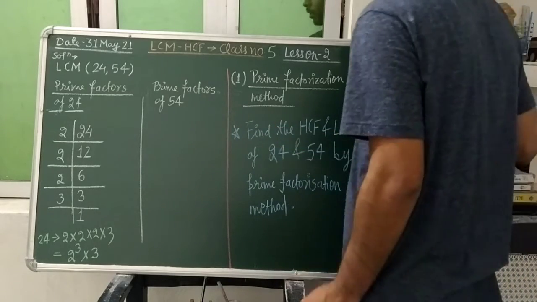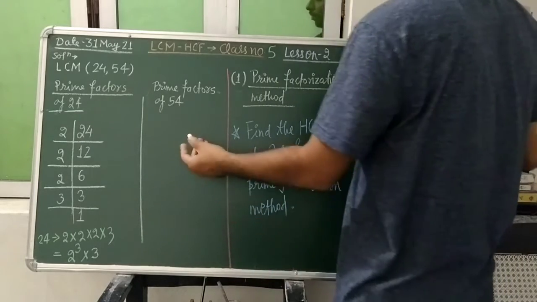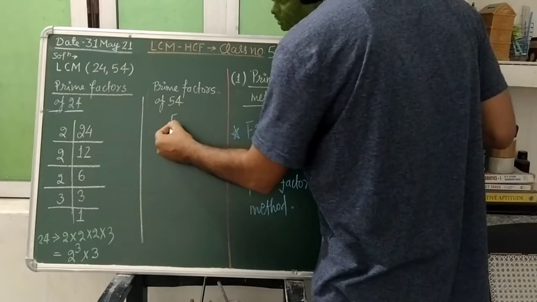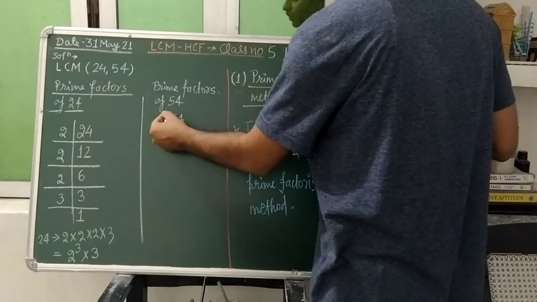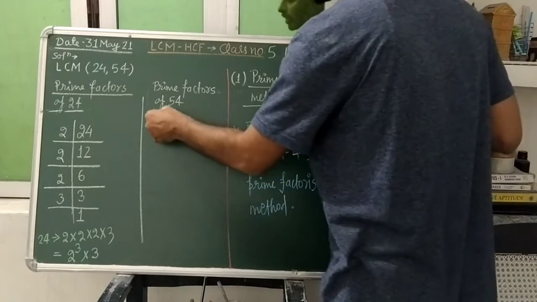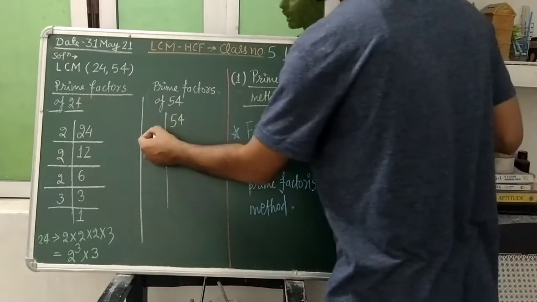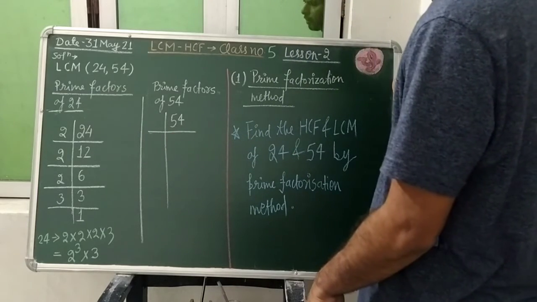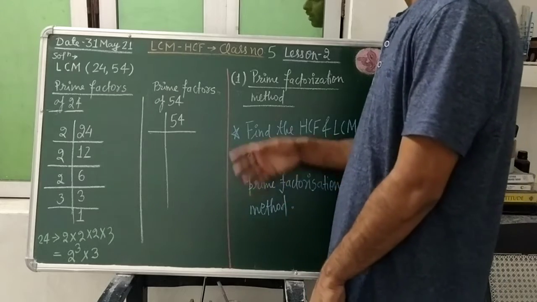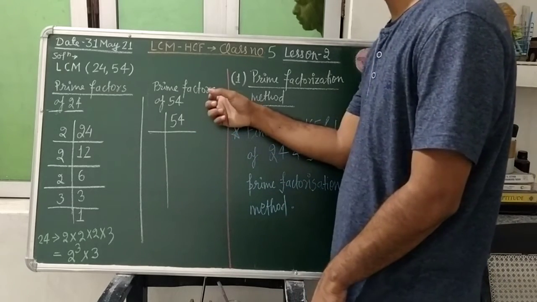So for 24 we have seen the prime factors will be this, and for 54, students, let's move on. 54 is a composite number, so we shall select that composite number and draw a vertical line, and thereafter we will divide it with the horizontal lines. So 54 is a composite number, students.